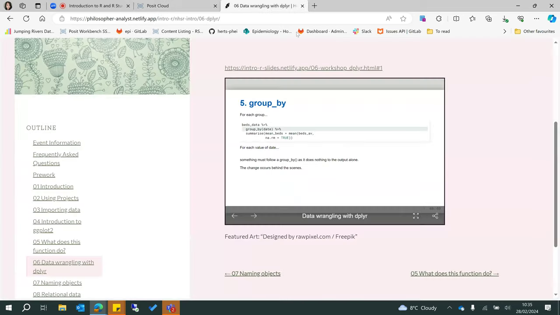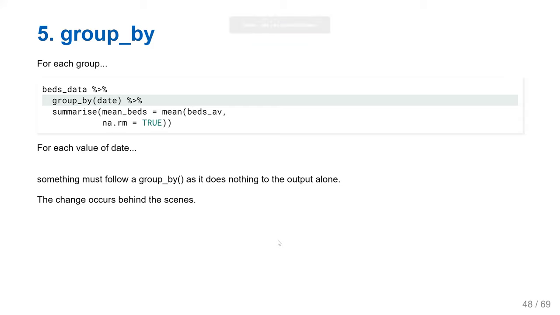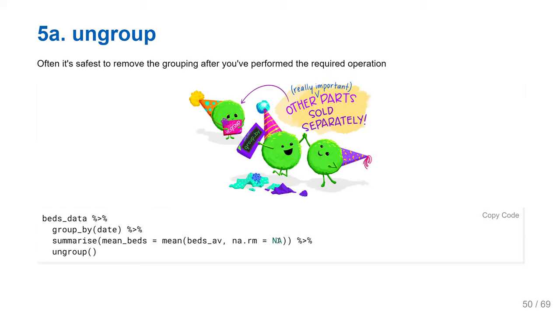All right, let's go back to the slide. The slide says that the change occurs behind the scenes, which is a much better way of explaining it rather than me talking about the metadata and whatever. The change occurs behind the scenes. That's a good explanation. And then it goes through the outputs that we just got when we did the group by date. So all this matches with our results, which is great.